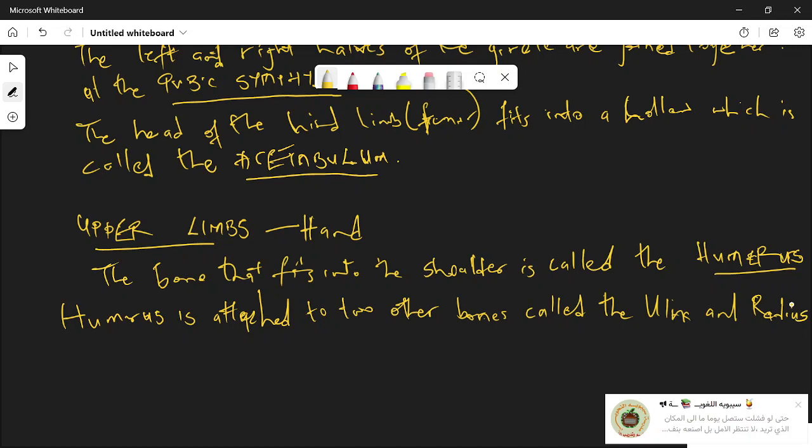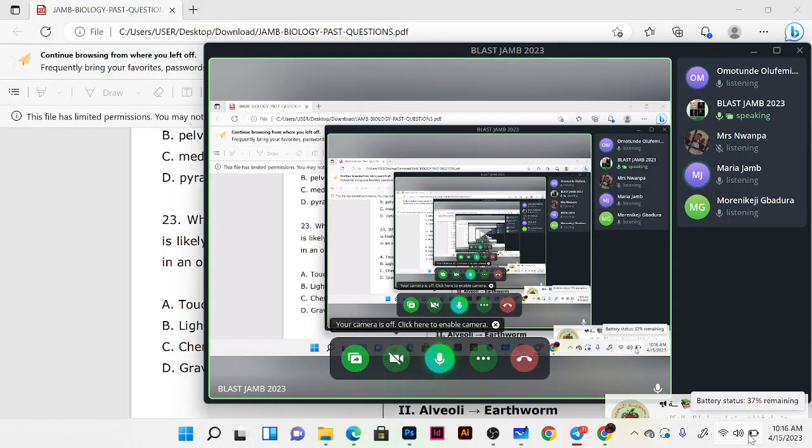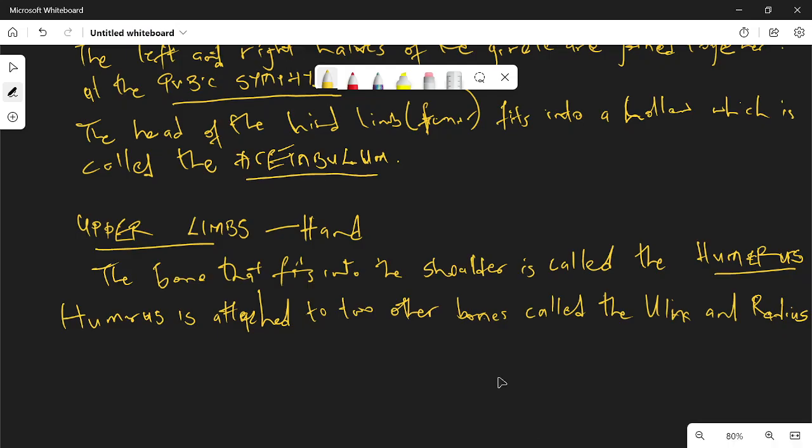Are we together? Yes, sir. Alright. So the ulna and the radius, that is what the bones of the humerus are attached to. They are attached to the ulna and the radius. And then under the ulna and the radius, we have what we refer to as what? The carpals.